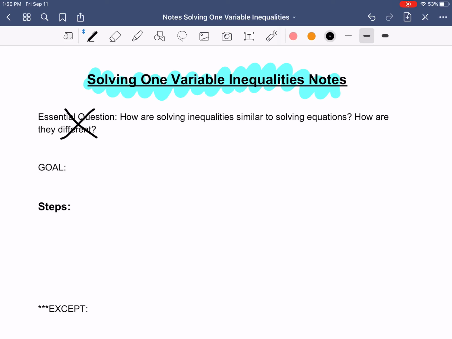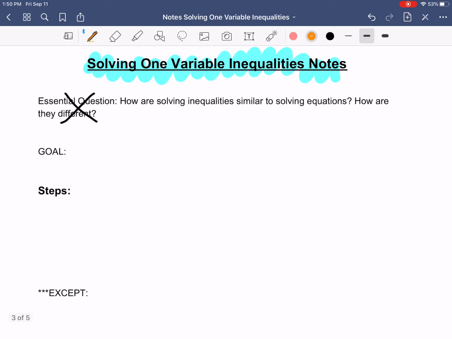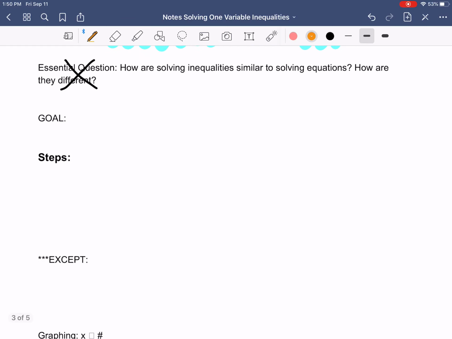But the essential question is basically, how are solving inequalities similar to solving equations? How are they different? Okay, so like we did on Friday, our goal is going to be, instead of finding what number our equation is equal to, we're going to find what number our equation is unequal to, I guess you could say. Find what number the variable is unequal to.